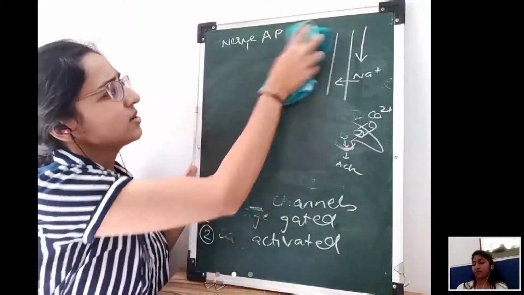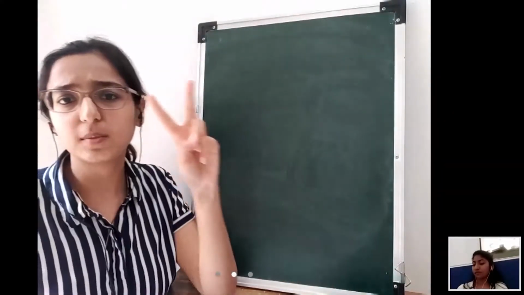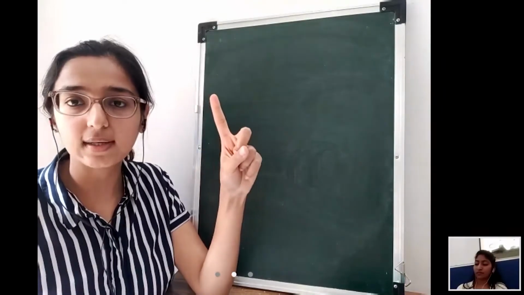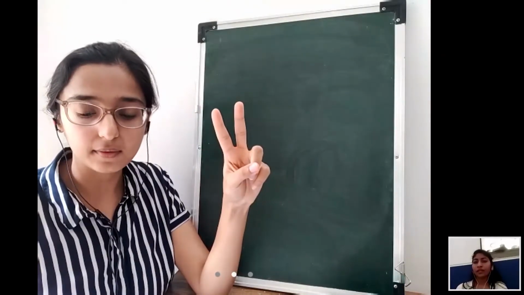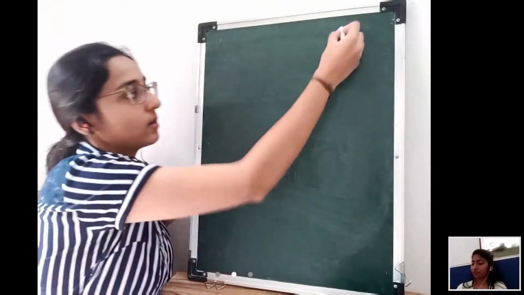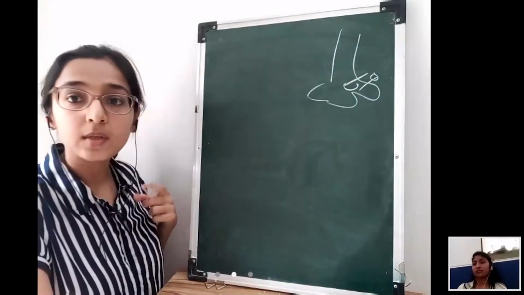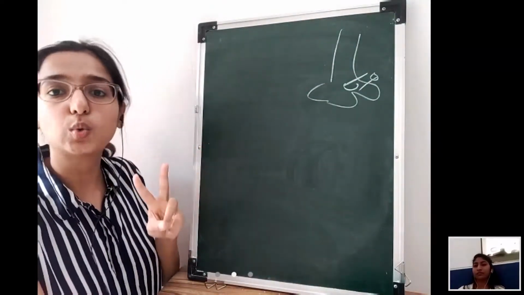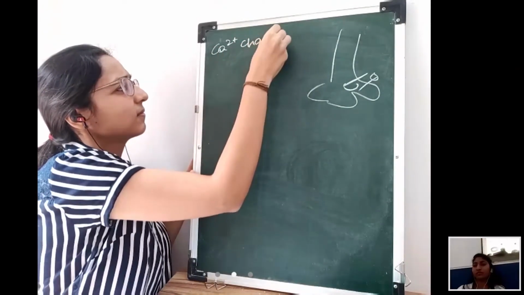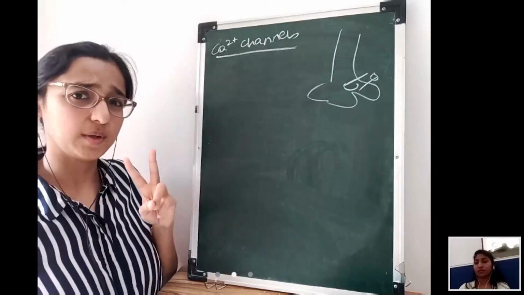Now we know that there are two types of potassium channels located at the nerve membrane: one voltage gated and one calcium dependent. Now, these calcium channels which are there over here, as I told you, are also of two types. Does anybody remember from MBBS that there were two types of calcium channels?